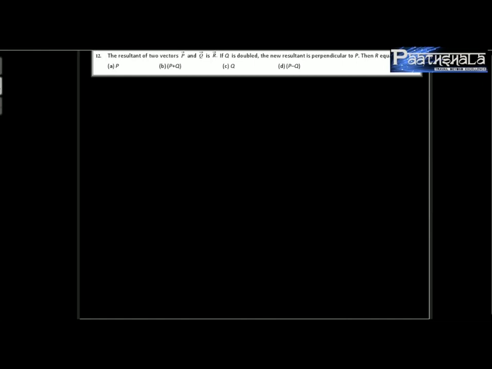Next, the resultant of two vectors P bar and Q bar is R bar. If Q is doubled, the new resultant is perpendicular to P, then R equals. Okay, we have seen a sum that is very similar to this sum actually. So the resultant of P and Q is the vector R. This is the vector P, this is the vector, let's say, Q. The resultant is the vector R. Alright. If Q is doubled, then the new resultant is perpendicular to P. Okay. If Q is doubled, then the new resultant becomes perpendicular to P.